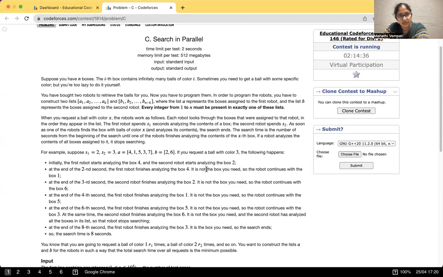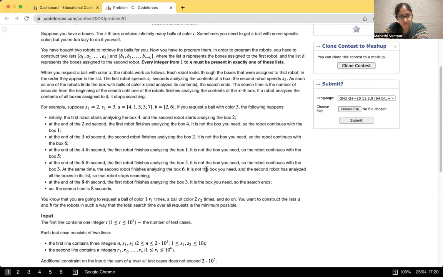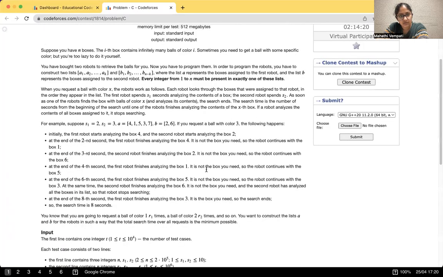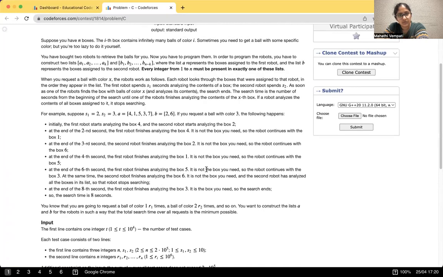Suppose you have n boxes. The ith box contains infinitely many balls of color i. Suppose you need to get a ball with some specific color, but you're too lazy to do it yourself. Okay. You have two robots to retrieve balls for you. You have to program them. You have to construct two lists where the list A represents the boxes side. Enter in one of these lists. Okay.